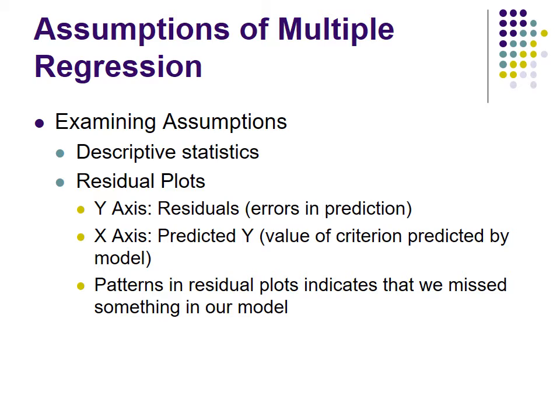So what we're looking at is not any one predictor variable on the outcome, but the entire model on the outcome. And patterns in the residual plot indicate that we may have missed something in our model. So we're looking at these to see if there was a problem. In other words, did we violate an assumption at the residual level of the overall model, the multivariate model?